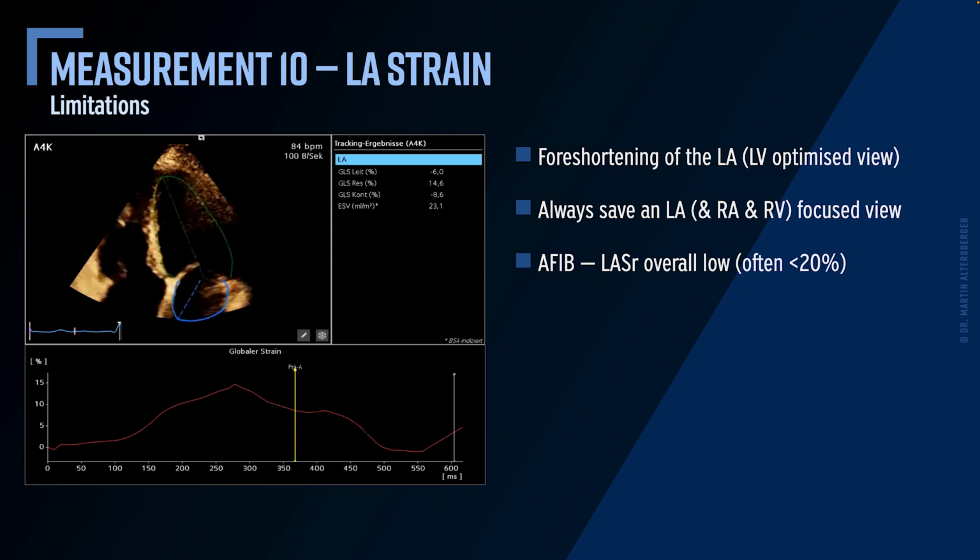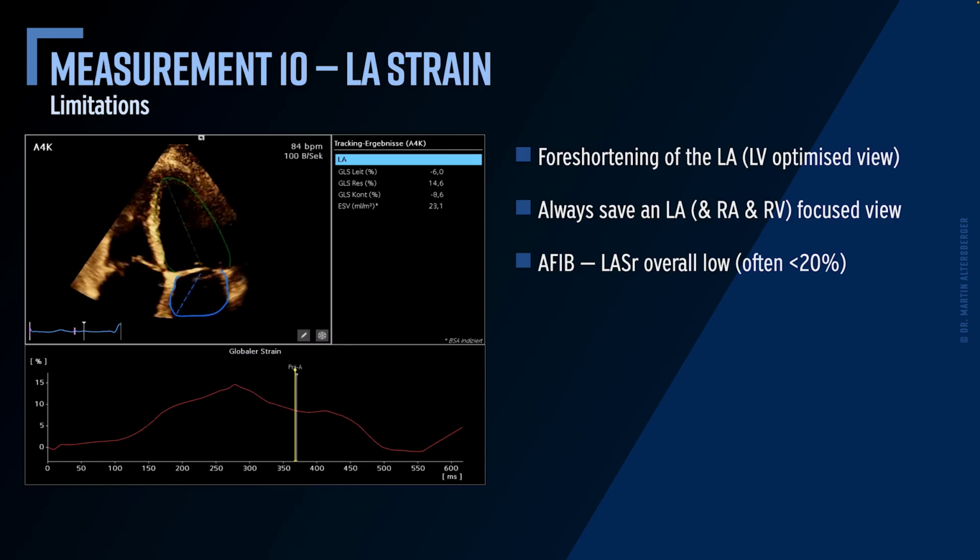You have an LV optimized view, and because you have the LV optimized view, the left atrium is a bit foreshortened. So keep in mind that you can perform a specific view for the left atrium as well. Always save a specific left atrial and right ventricular focused view to make sure that if you want to take those measurements at a later stage, you have them at hand.